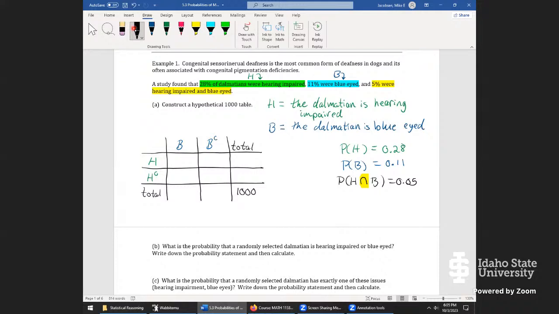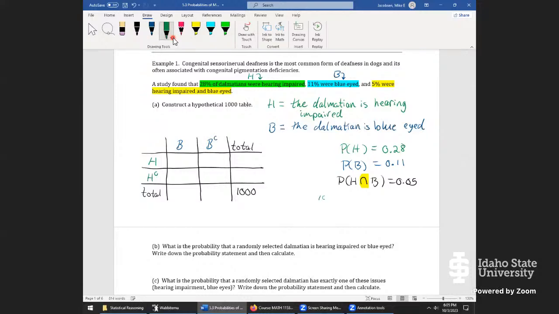Okay, so now we take all these probabilities and we multiply them by 1,000. And here's the logic. It's kind of that problem back in 5.1. Here where the red dot is, it says probability of H is 0.28. But H is the event that the Dalmatian is hearing impaired. So we can say there's a 28% chance of getting a hearing impaired Dalmatian if we randomly select one. But that's not what we're trying to think of.